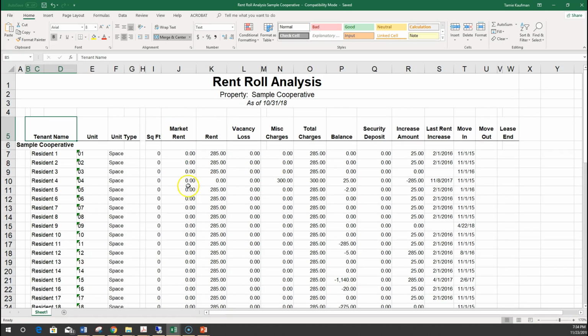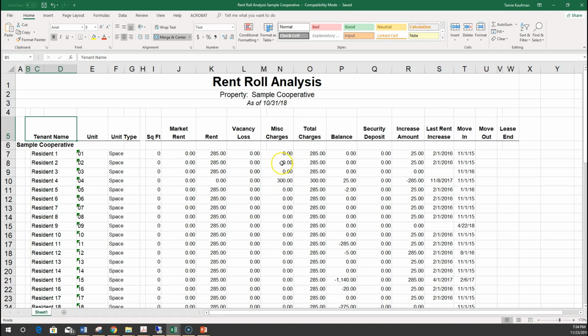So again, you've got your market rent, which we don't typically fill these in for a cooperative because pretty much everybody pays the full amount. You could add that in there if you were giving a discount for some promotional reason and track that, but I don't see a reason to ever do that in a cooperative. You've got your vacancy loss, and that's if you have, say your market rent was $300 and you were only renting it for $285, then your vacancy loss would be $15, but we don't track that.